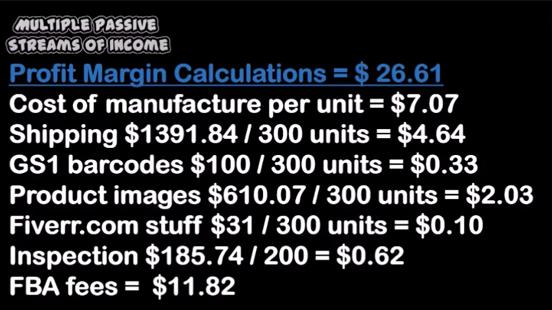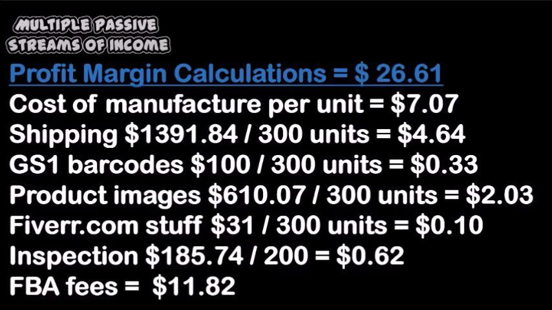So in this case, my product cost $7.07 to make. The shipping by DDPC was a total of $1,391.64. That includes that $200 extra charge for the Chinese New Year. I also bought 10 GS1 barcodes that cost me $250. So let's say for this product, I had to use 4 barcodes, 1 for the parent listing and 3 for the child listings for the 3 color variations. So that was $100 worth of barcodes for this product.